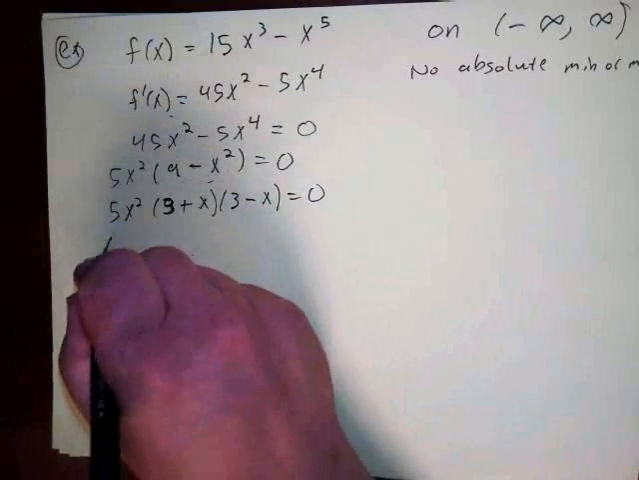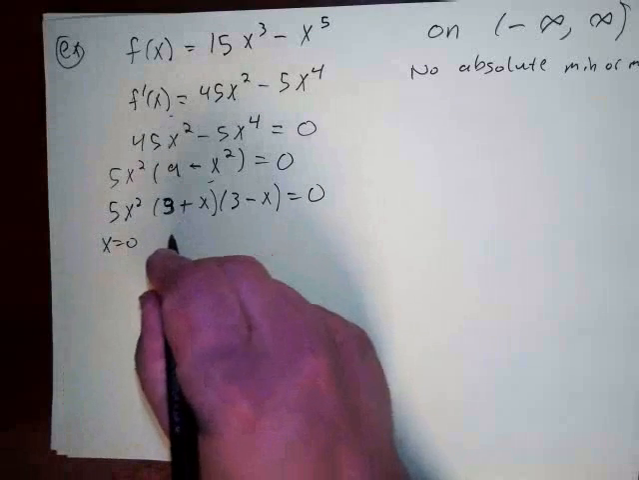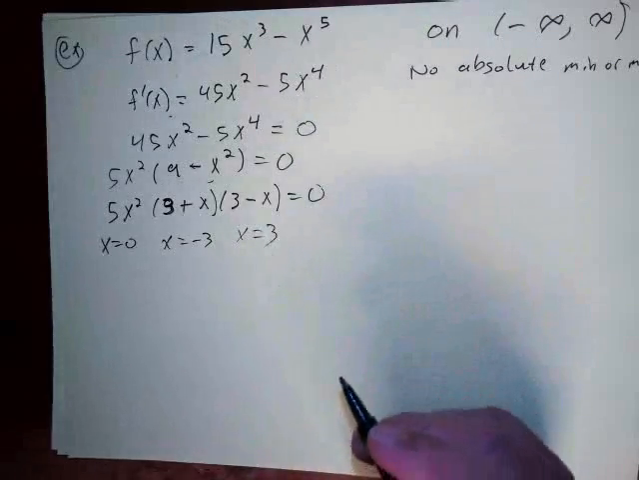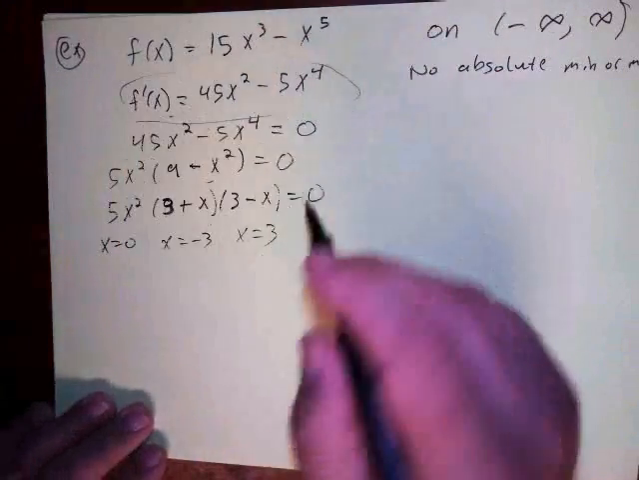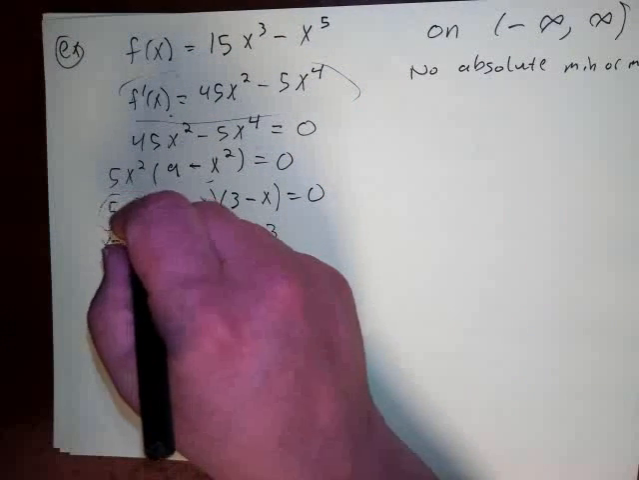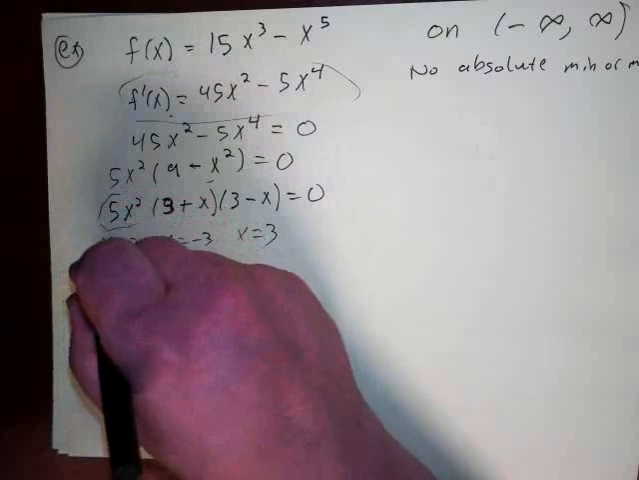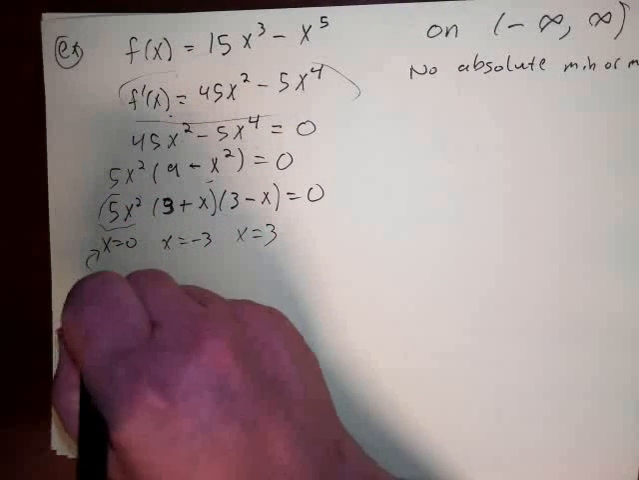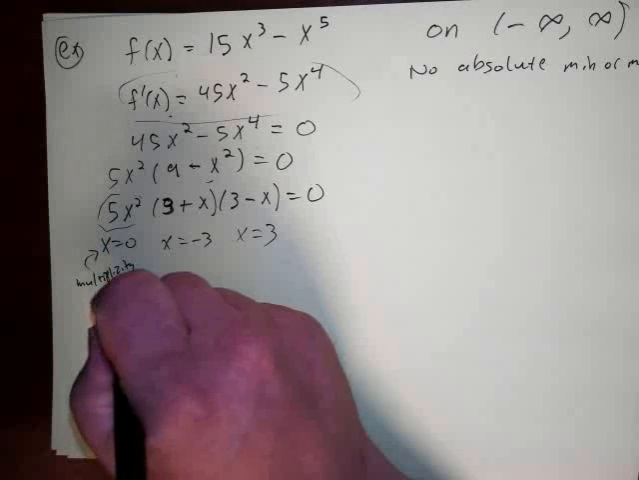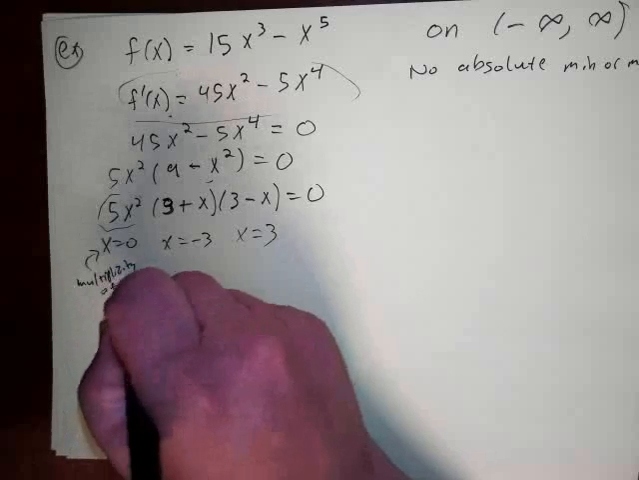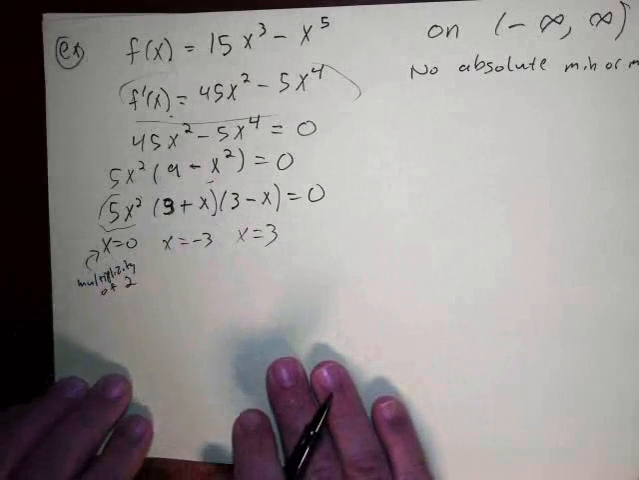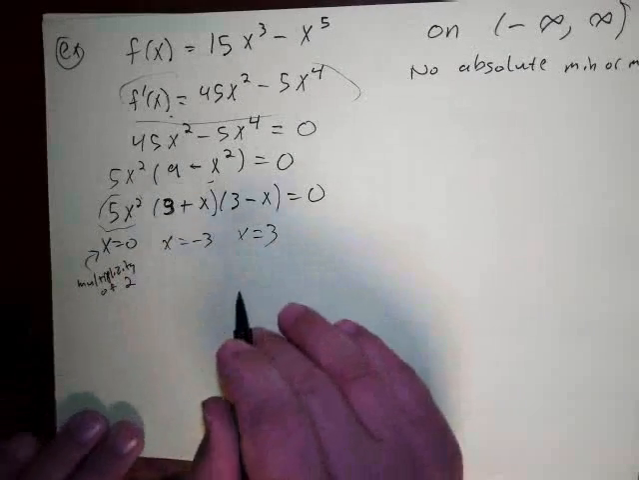And now this would be a critical point at x equals 0. This would be x equals -3. And this would be x equals 3. Now notice that this derivative is a fourth degree equation, but we only have 3 critical points. And the reason for this is that this is squared. So this critical point actually has a multiplicity of 2. And so there's really only those 3 critical points, even though this one technically has a multiplicity of 2.